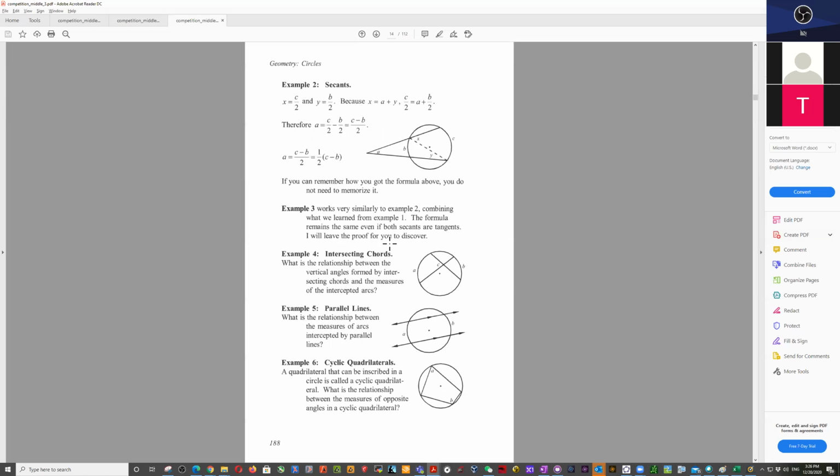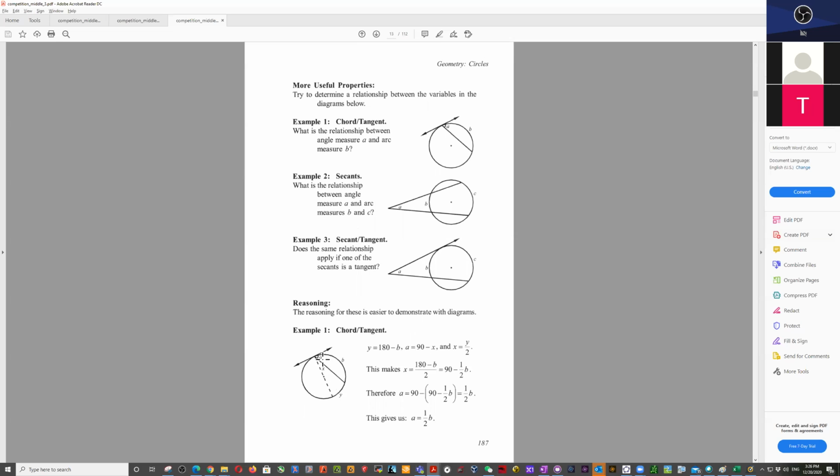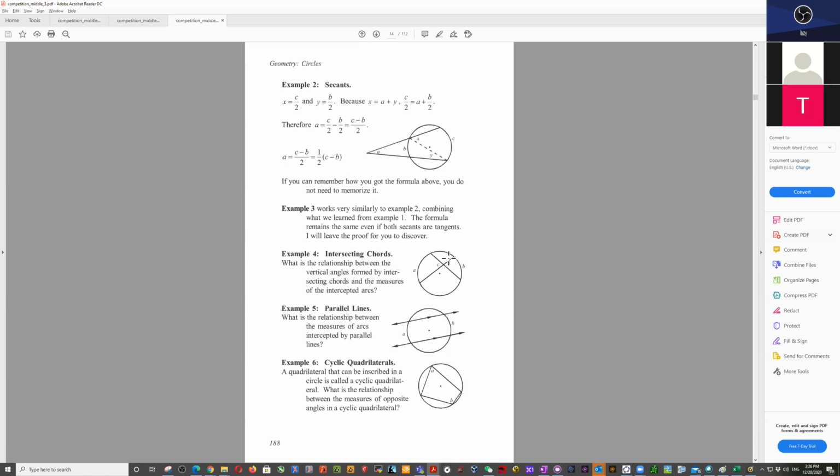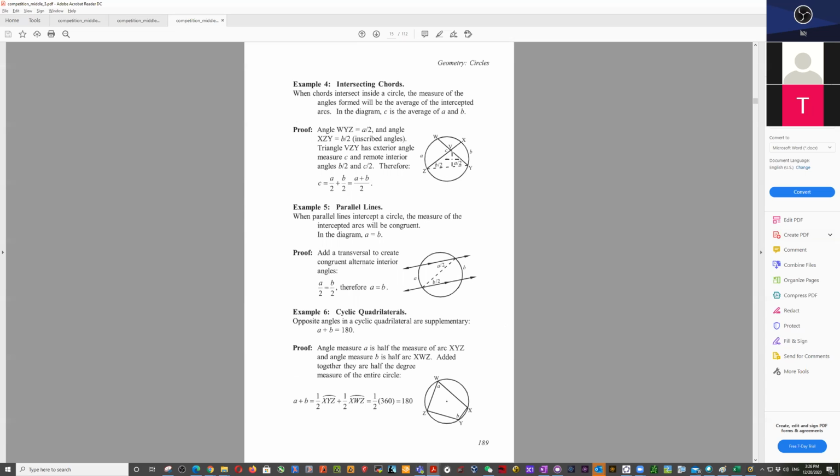And then there's an intersecting chord. How about if the two chords intersect within the circle? Then the intersecting chord angle C is actually equal to half of arc A plus arc B. So this is arc A and arc B, arc A plus arc B divided by 2. So this is the intersecting case. This is actually a very, very intriguing fact.